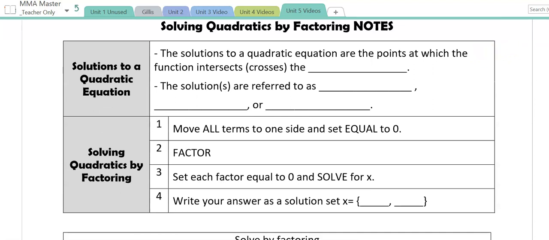All right, the solutions to a quadratic equation are the points at which the function intersects or crosses the x-axis. The solutions are also referred to as x-intercepts, zeros, which a lot of you guys are starting to pick up on, where your graph goes into the ground on the horizon, and the roots.